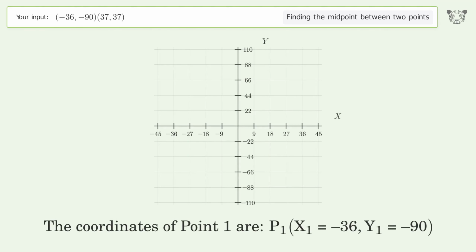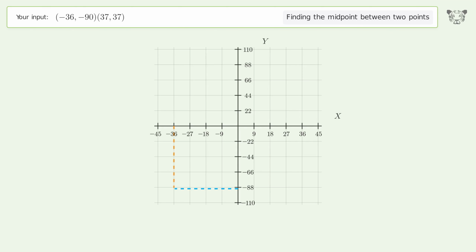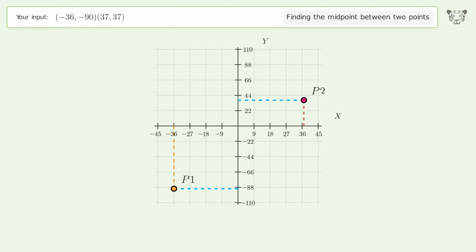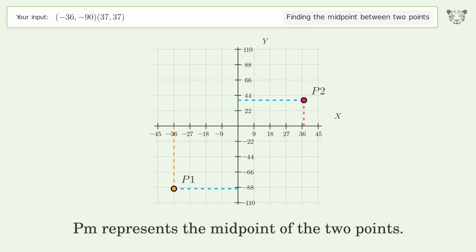The coordinates of point 1 are x1 equals negative 36, y1 equals negative 90. The coordinates of point 2 are x2 equals 37, y2 equals 37. PM represents the midpoint of the 2 points.